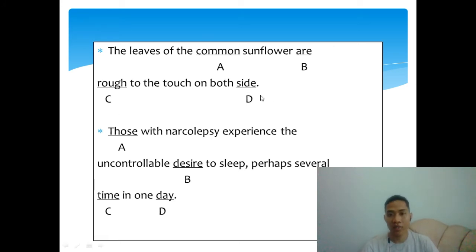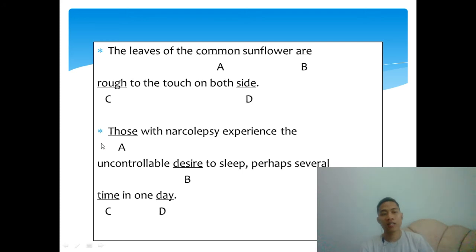The problem here is with D. So you need to choose D in this sentence. Why? What is the problem with the form of side? The problem is you look at the word before side. The word is both. Remember, both should be followed by the plural form of the noun in this case. So you need to add s after the side. Sides, both sides. So choose D because this is the incorrect form.